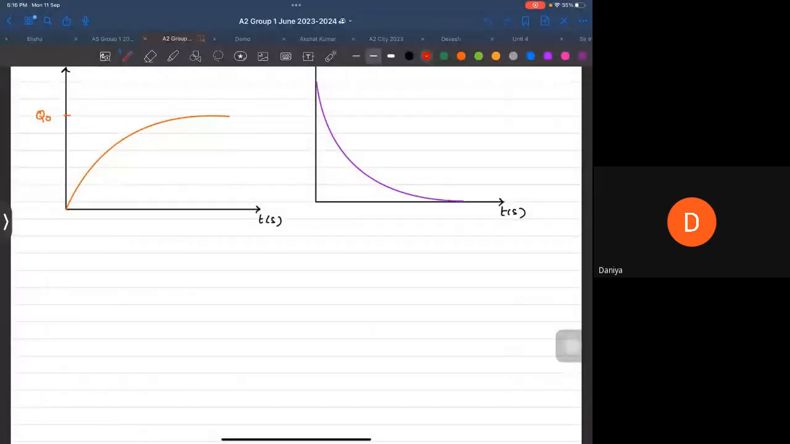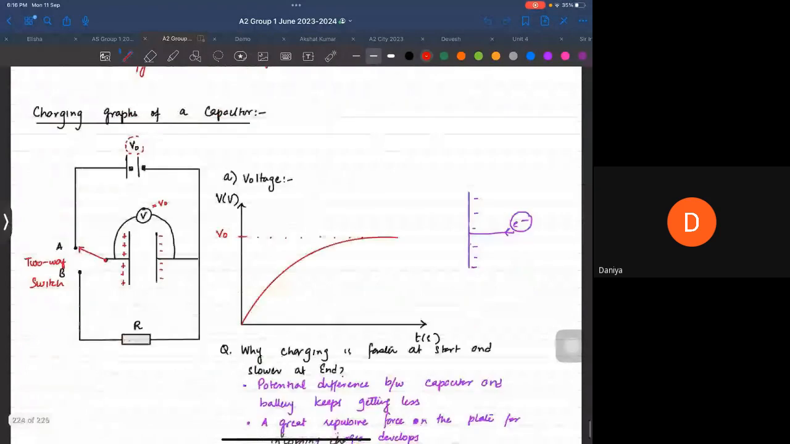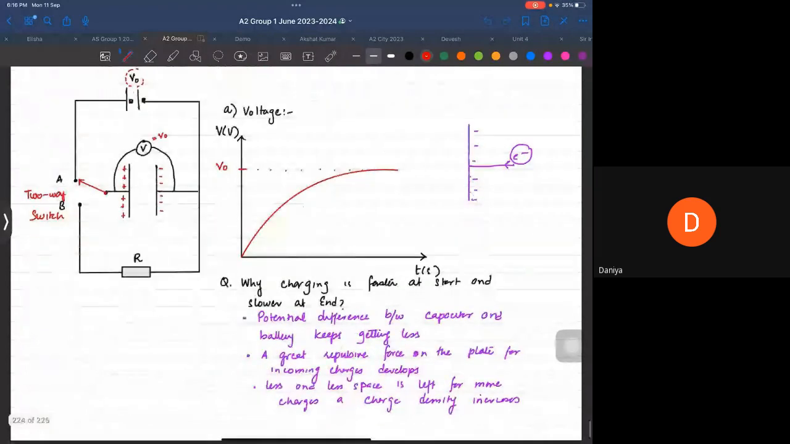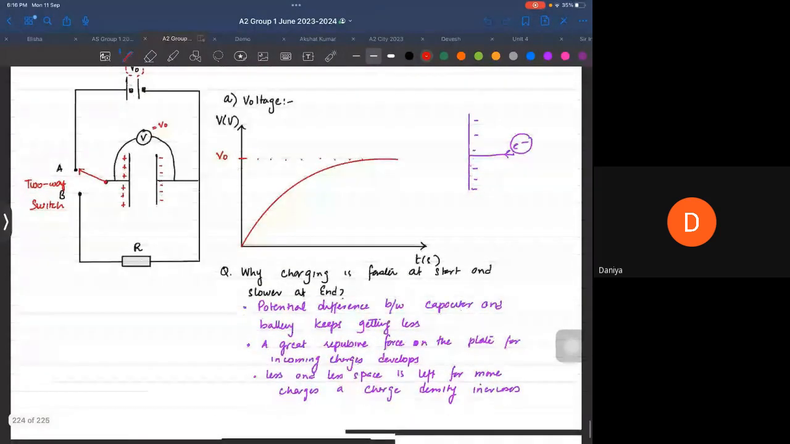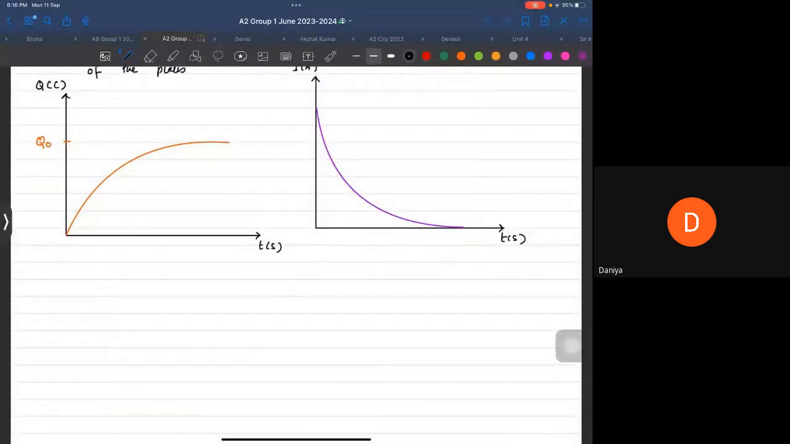So last time, basically, we did charging of a capacitor. We learned how charges develop, how they're distributed, and their graphs as well. So if you guys have any questions about that, please let me know.